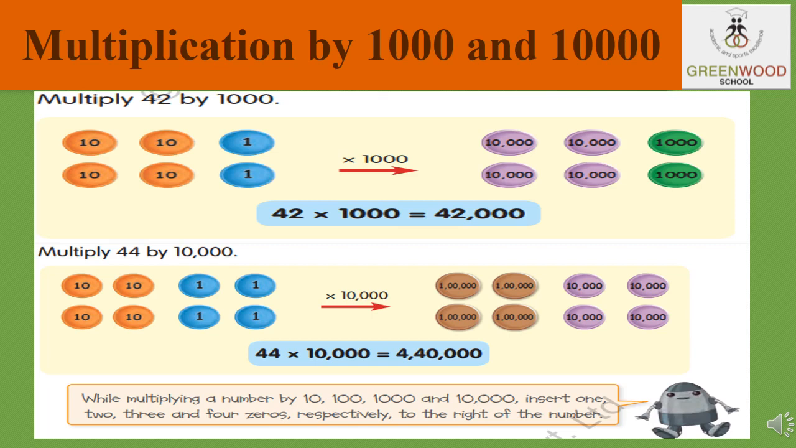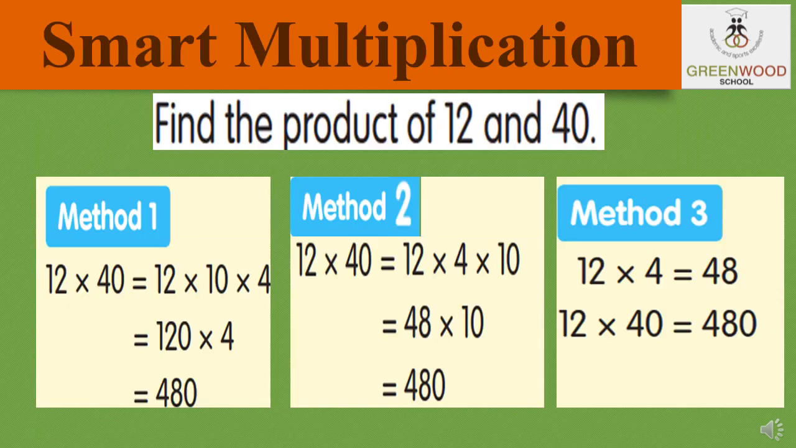While multiplying a number by 10, 100, 1000 and 10,000, insert 1, 2, 3 and 4 zeros respectively to the right of the number. As you can see in the examples, when 42 is multiplied by 1000, in the answer 42 remains as it is while 3 zeros are added to the right of the number. Similarly, when 44 into 10,000 gives the answer as 44 as it is while 4 zeros are added to the right of the answer.